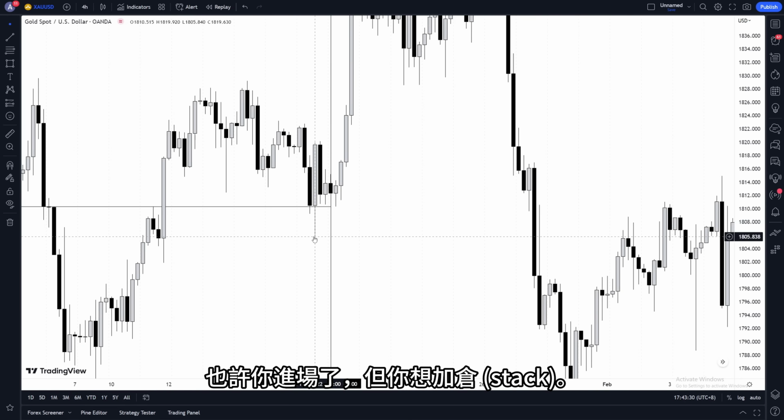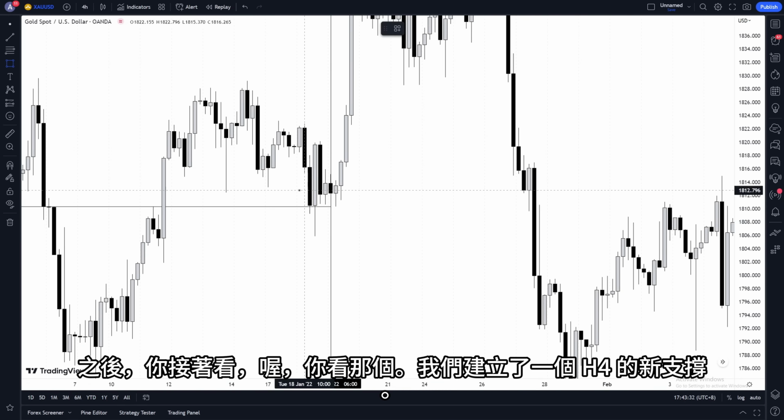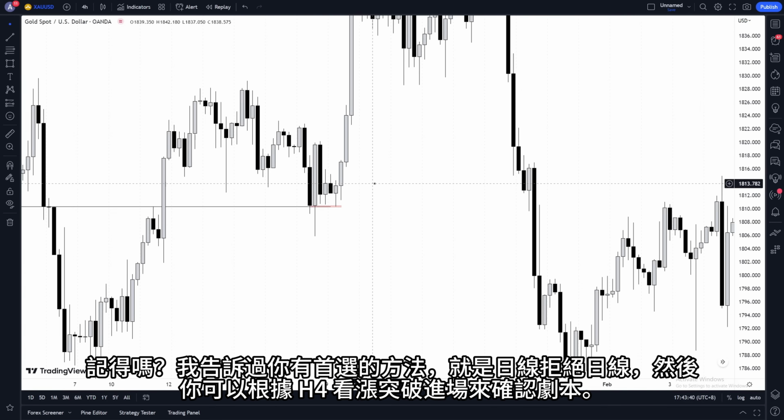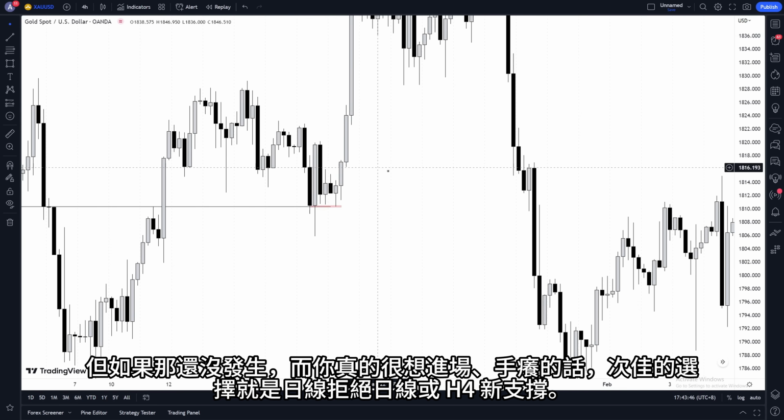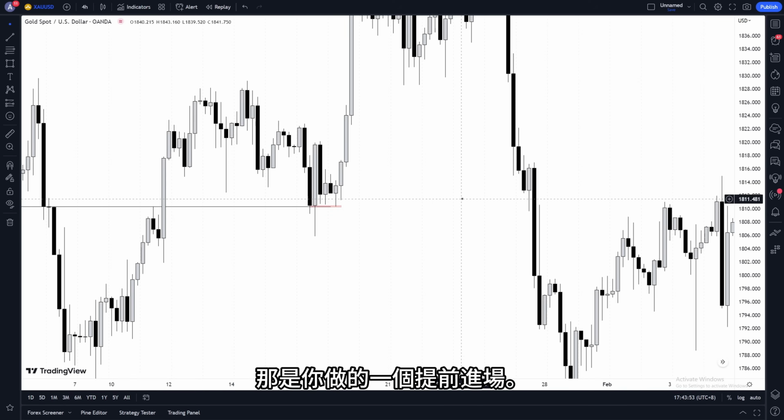Maybe you missed that entry, or maybe you did take it, but you want to stack some more. After that, the next day you look, oh, look at that. We've created a H4 new support. Remember, I told you there's the preferred way, which is daily reject daily, and you can enter based on H4 bullish breakout to confirm the storyline. But if that hasn't happened yet, the next best thing you can do if you have itchy fingers is daily reject daily or H4 new support. That's an early entry you can make.